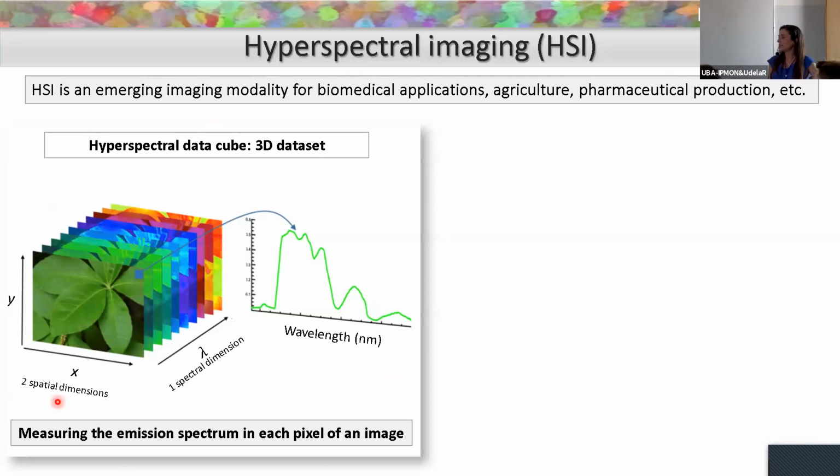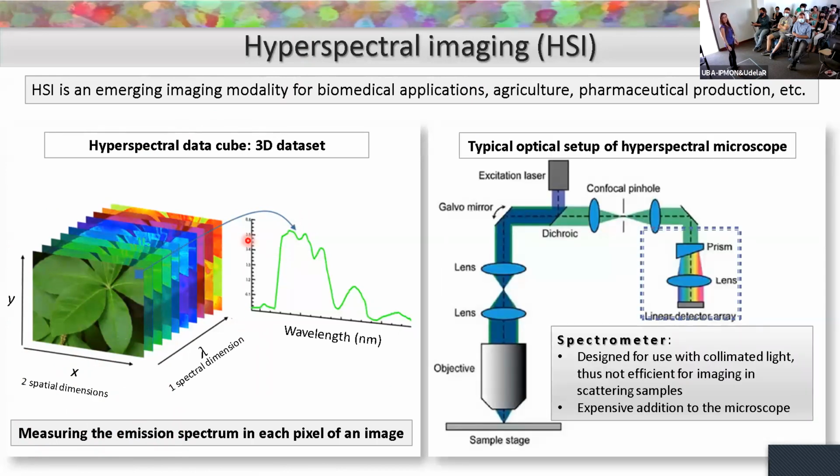and is a technique that consists of measuring the emission spectrum in each pixel of the image. At the end, you have a 3D data set that has two spatial dimensions, X, Y, and one spectral dimension with a wavelength.